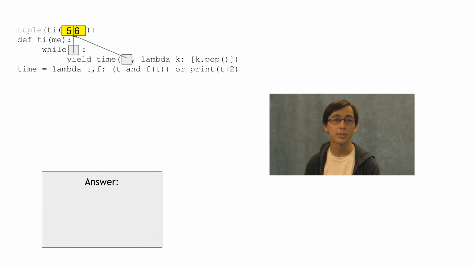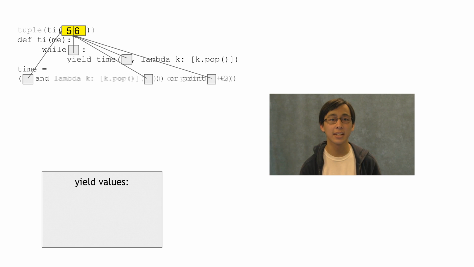Alright, so now we're passing into time the list 5, 6 and this lambda function, which pops off some value off the end of the list and puts it into another list. So now we're going to evaluate the time function to see what we're going to yield first. When we execute time in this first instance, the list 5, 6 is our t, and this lambda function is our f. Let's do the proper replacements and see what we get.